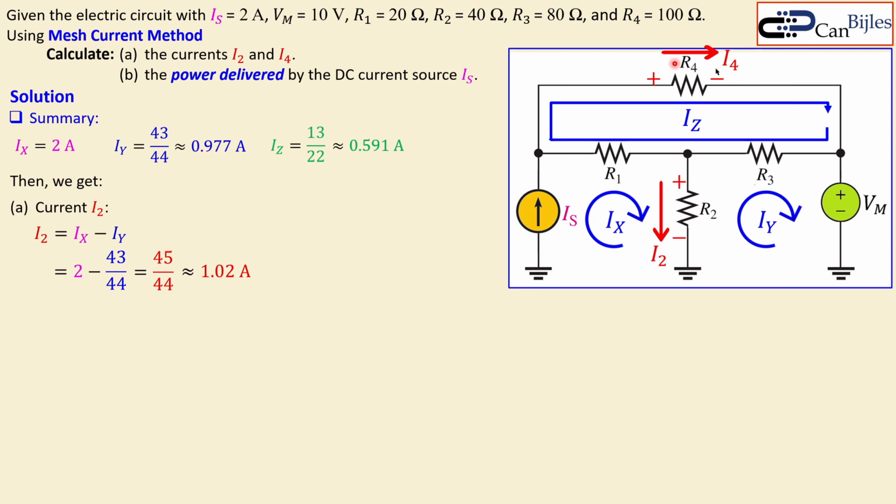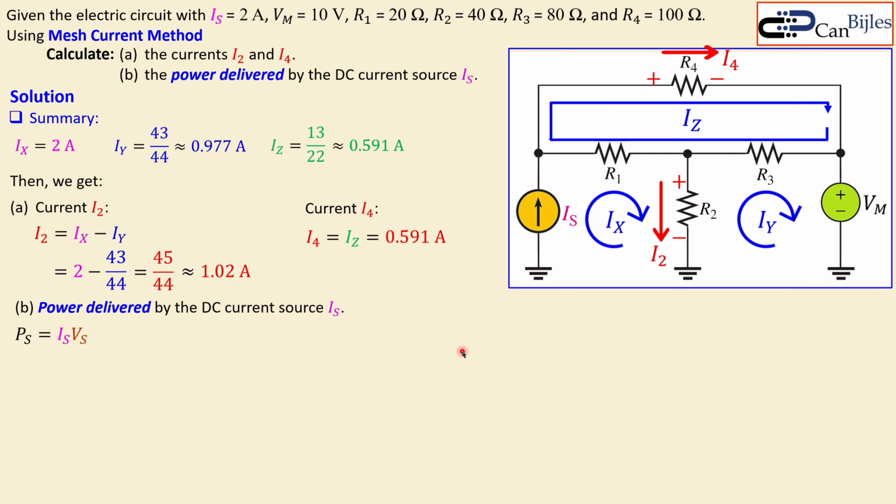In a similar form, I look at I4, but that is easier because it's already Iz. So for current I4, I can say that's just Iz and just copy this 0.591 amps. Okay, now that's question A. Let's now look at question B, power delivered by the DC current source Is.